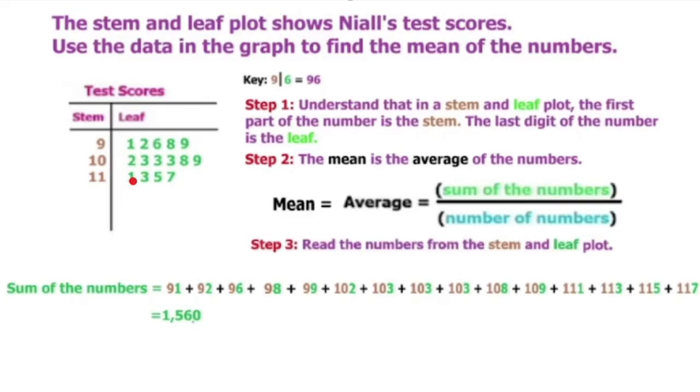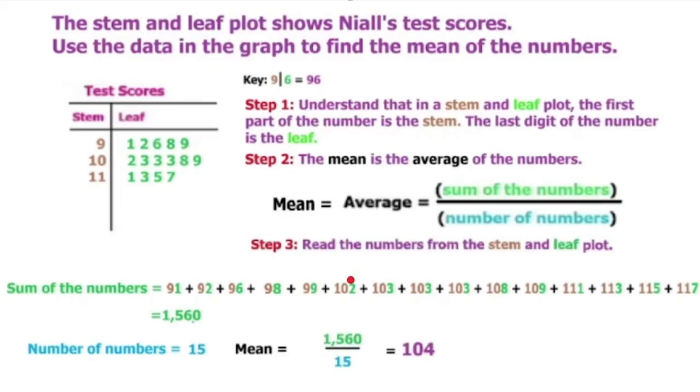So you just add them all up together and it equals 1,560. Then how many numbers are there? So there's 15 numbers. You can count all of these. 1, 2, 3, 4, 5, 6, 7, 8, 9, 10, 11, 12, 13, 14, 15. Another way to count them is to just count all the leaves. That's another way, okay? So now we just do that calculation to calculate the mean.